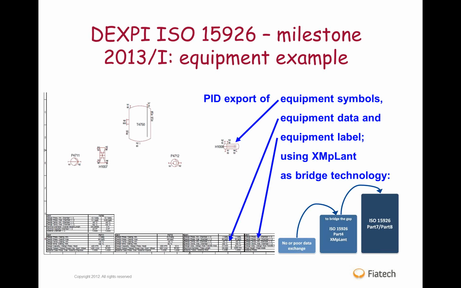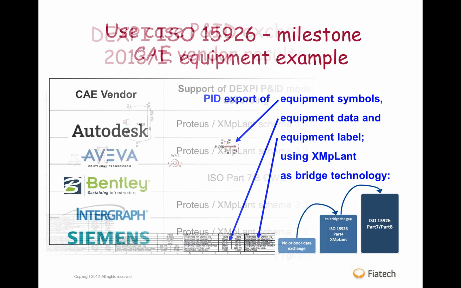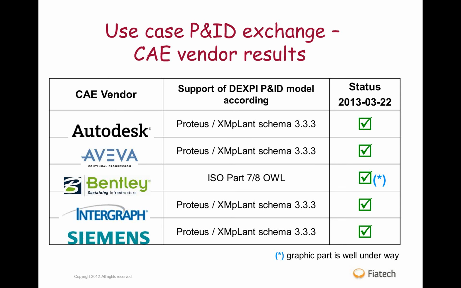So the P&ID exchange, this is the brief thing of what was used by the vendors that were involved. You can see there are actually 5 vendors involved with 4 or 5 companies moving information about equipment for a P&ID between all of the systems supported by these vendors.